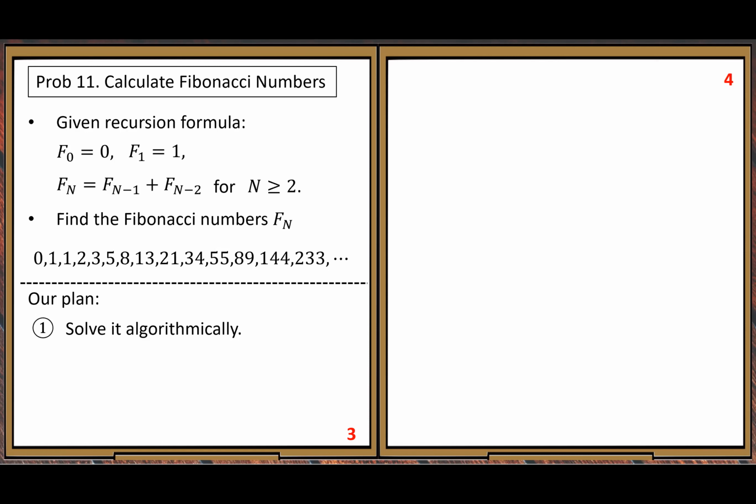First, we solve it algorithmically. We solve it using a computer algorithm. That should be easy because we have the recurrence relation. Write a function, implement this recurrence relation. How easy it is. Very easy. You can say trivial.